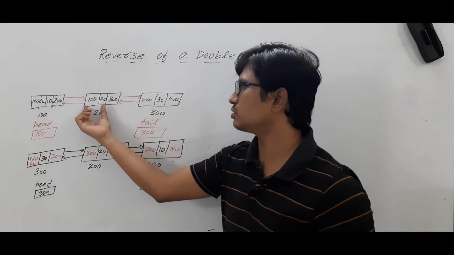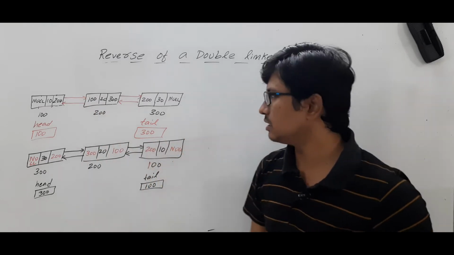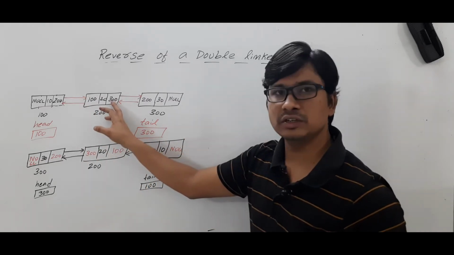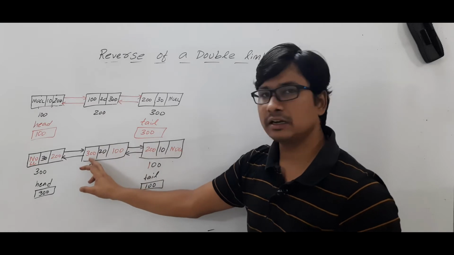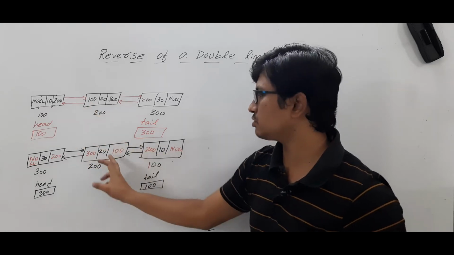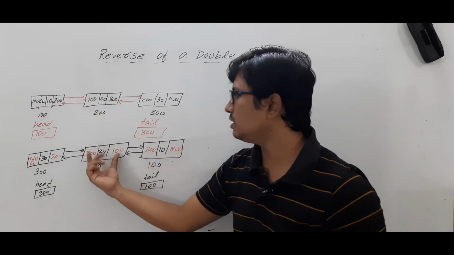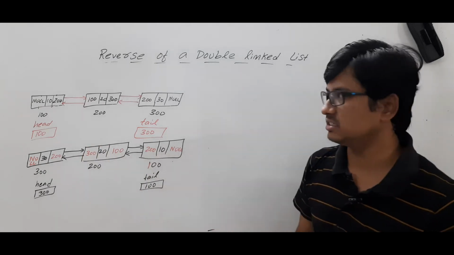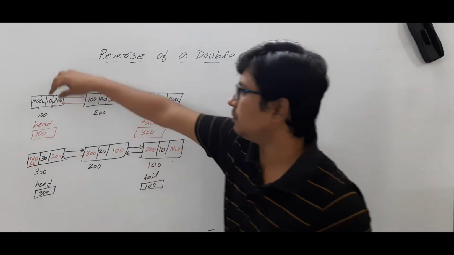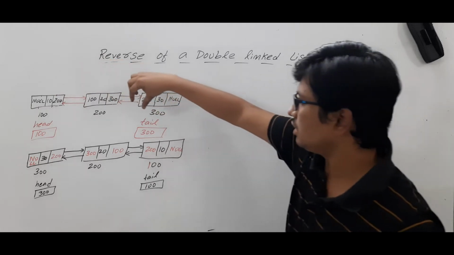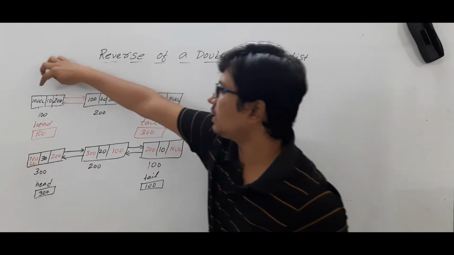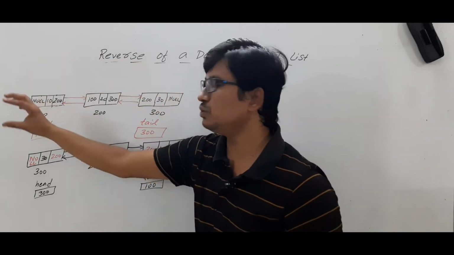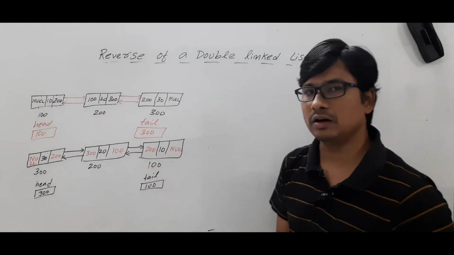Take this node also. Data is 20. It is the same as it is. Address of the next node is 300 which became the address of the previous node. Address of the previous node becomes the address of the next node. So these two values are interchanged. Am I right? Everything is the same. But here 200 was there. Now it became null. Here null was there. It became 200. So these two are interchanged. Am I right or wrong?